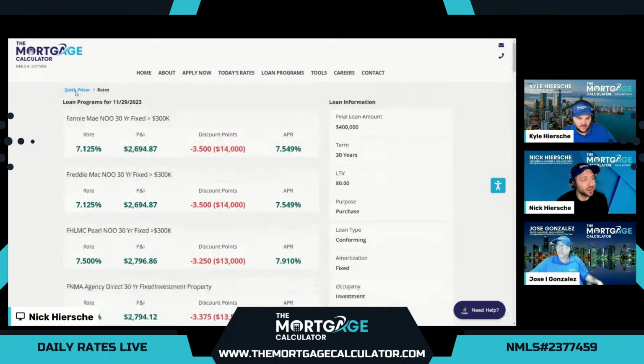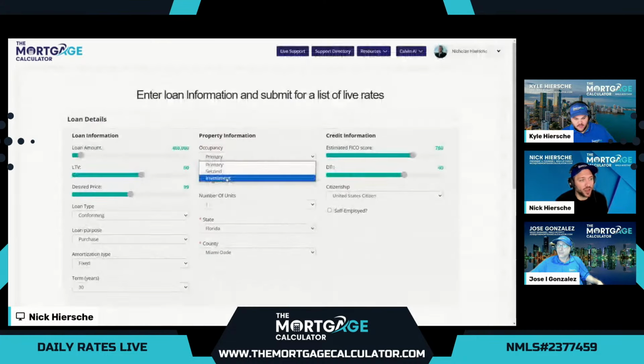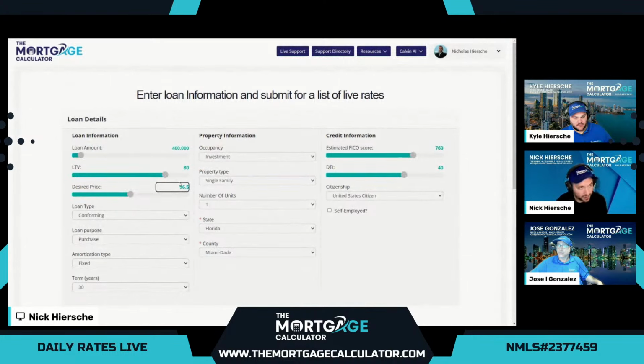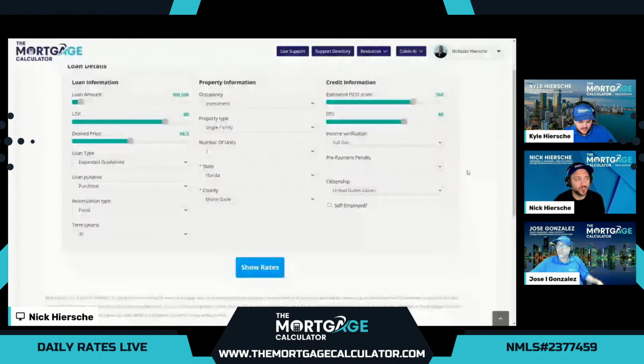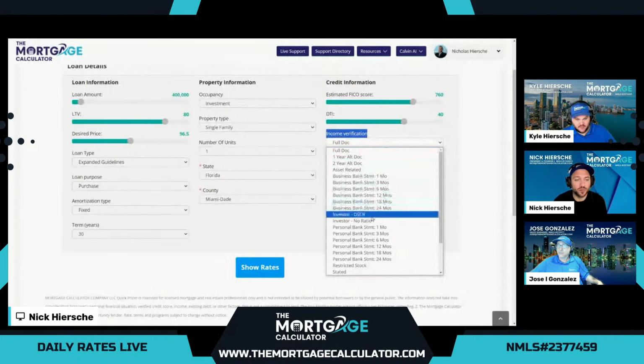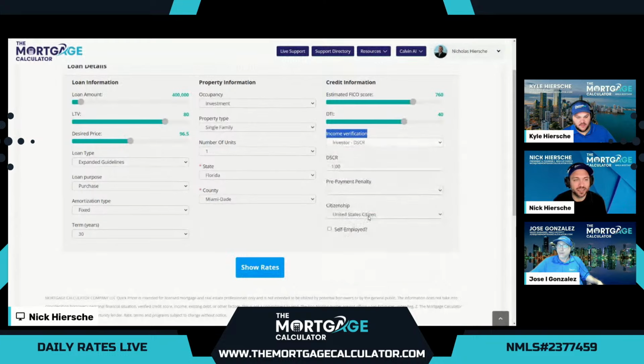And for the final demo, we'll do investment property again, 80 LTV again. And this time we will select expanded guidelines, also known as non-QM. So everything else will stay the same, but now we have our income pop up, which our most popular income type for an investment property is going to be the DSCR option because it doesn't actually require any employment or income or documentation from our borrower. It simply uses the estimated rents to determine a DSCR value.